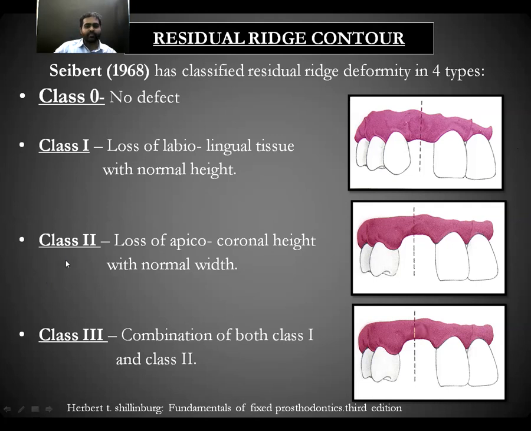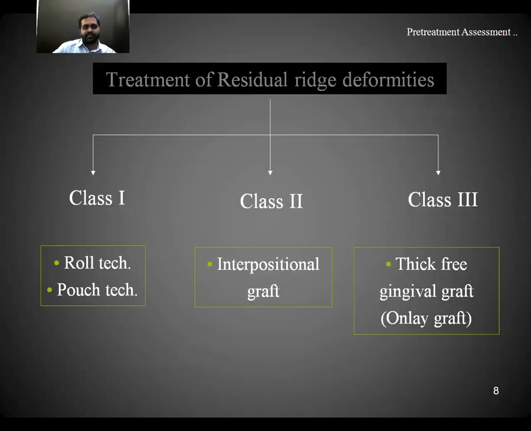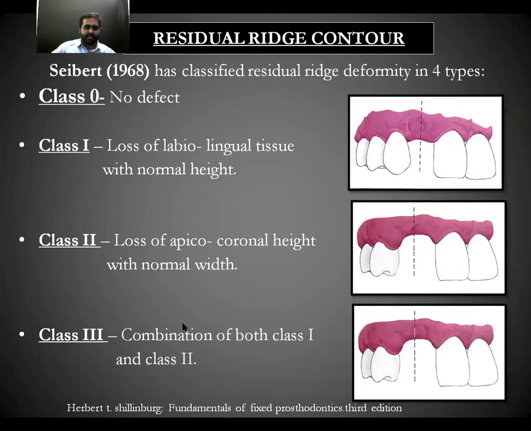In class 2, we have the loss of height. We don't have the loss of width, but we have the loss of height. Height is reduced apicocoronally. Then comes class 3. In class 3, we have the combination of class 1 and class 2. That is, height is also compromised and the width of the tissues is also compromised. This is the classification of Seibert. So again, we will classify it into class 0, 1, 2, and 3.